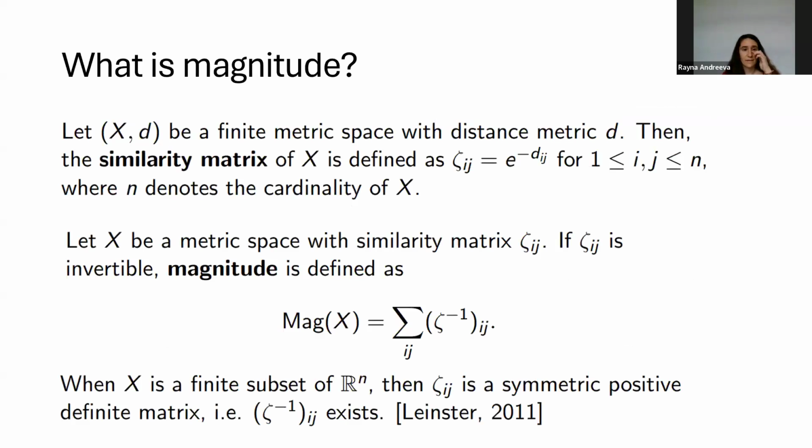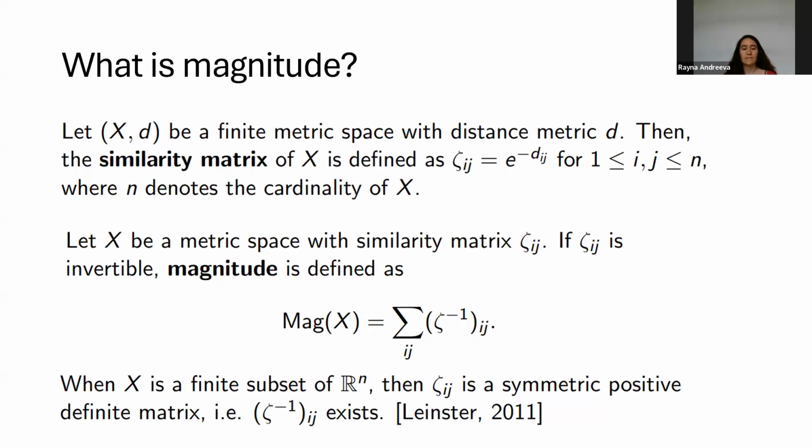Let's start with explaining what magnitude is. First we need to know what a similarity matrix is. Say that you have a finite metric space with distance metric d. Then you consider all the distances between your points and you form the similarity matrix, where each entry is the exponential to the power of minus the distance between the points. This is the definition of the similarity matrix. Now that we have this, we can define magnitude, which is the inverse of this matrix, summing over the entries of this inverse.